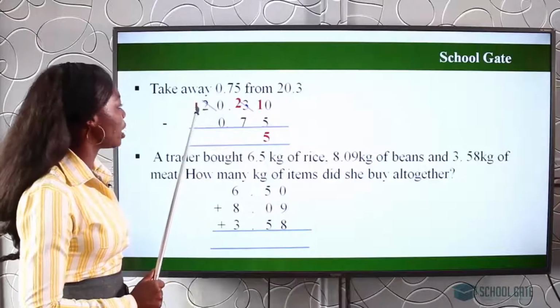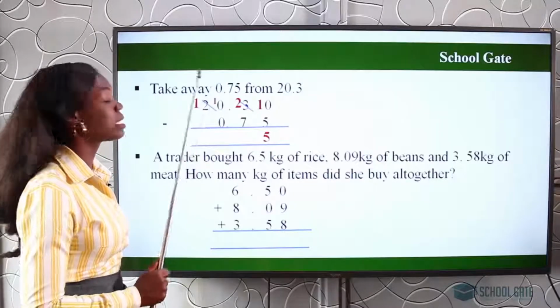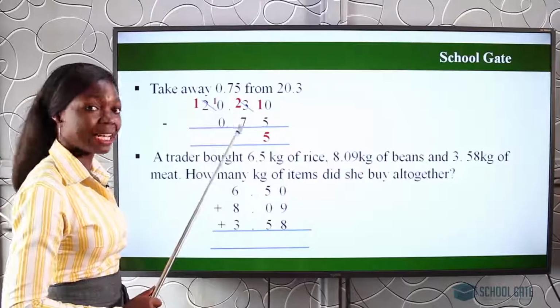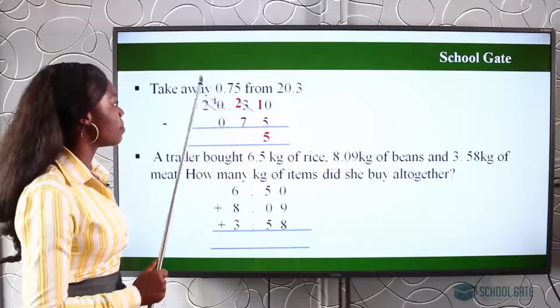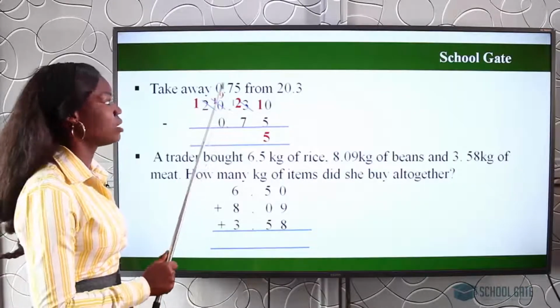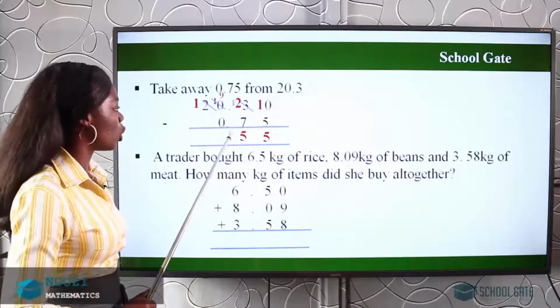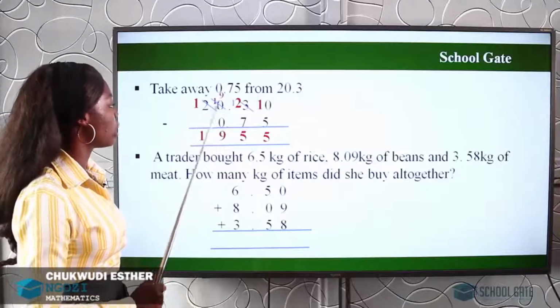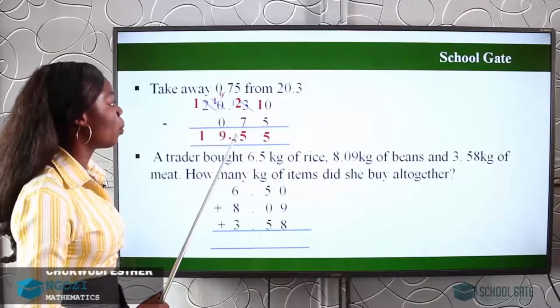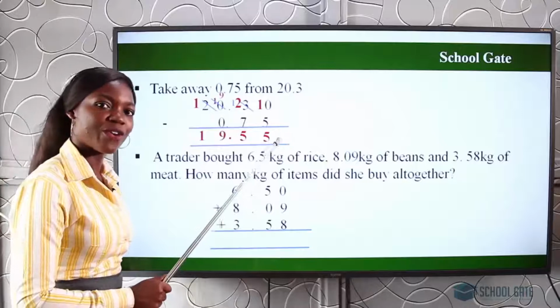So you remove 1 from 2. You place it into 0 to make it 10. You remove 1 from 10 to make it 9. And then you place the 1 here. Okay, so you have 12 minus 7 is 5. Dot your decimal point, and then you have 19.55. I hope we got this correct, kids.